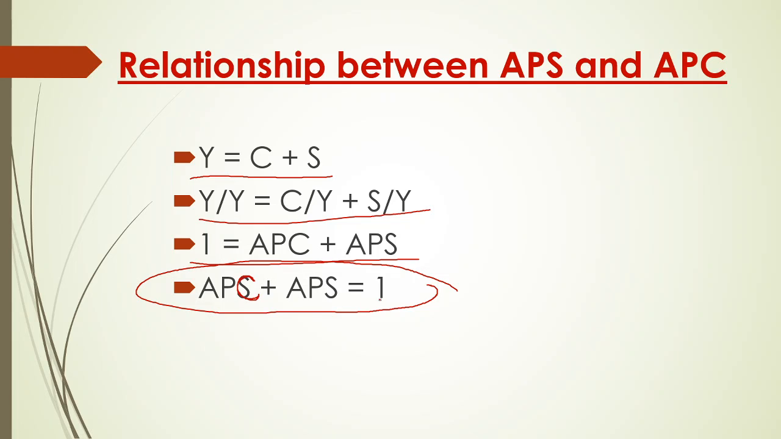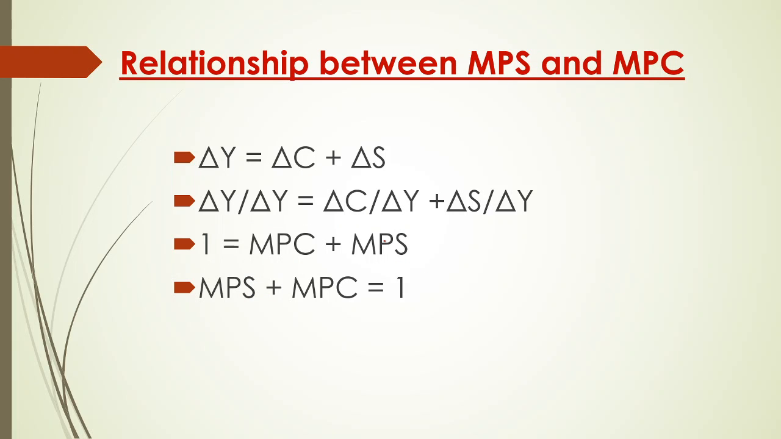APC plus APS is equal to 1. Okay, so this is the relationship between APC and APS. If we sum APS and APC, we will get 1. Now again, there is some relationship between MPC and MPS.